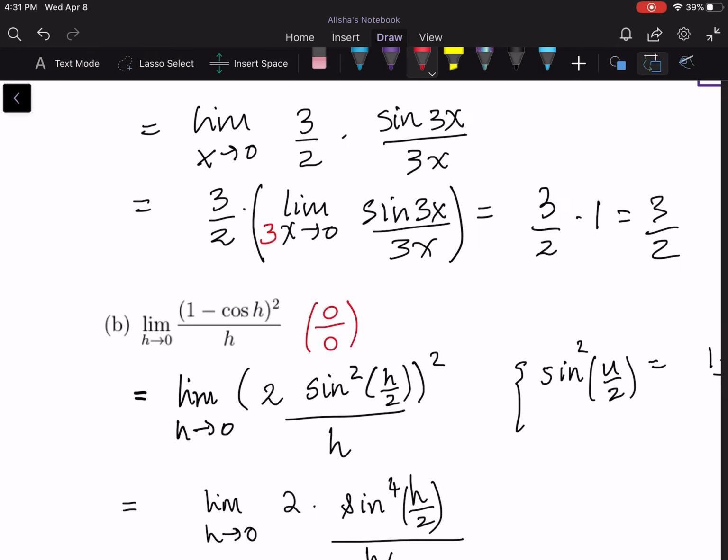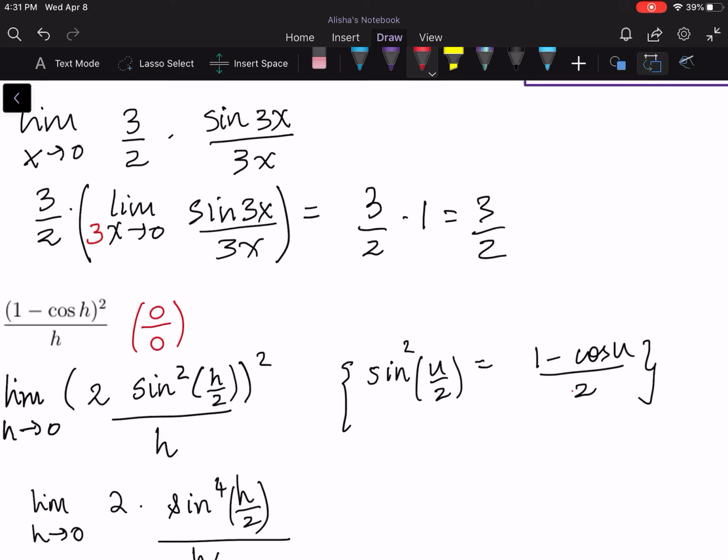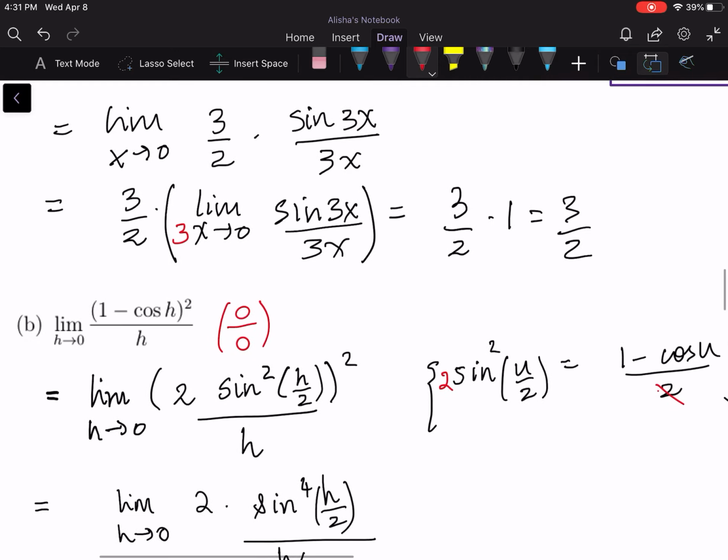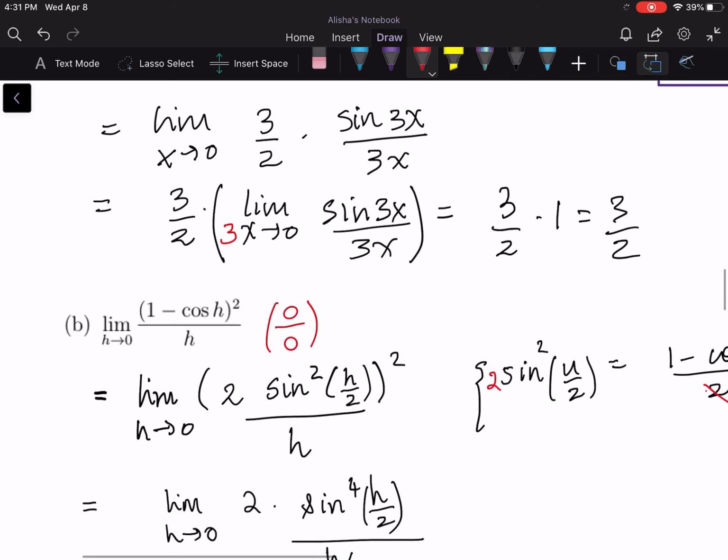So I've written down the formula again over here. So sine square u over 2 is (1 minus cosine u) over 2. So in other words, 1 minus cosine u would be 2 sine square u over 2. So using that formula and just replacing that 1 minus cosine h over there, I get 2 sine square h over 2, the whole square.